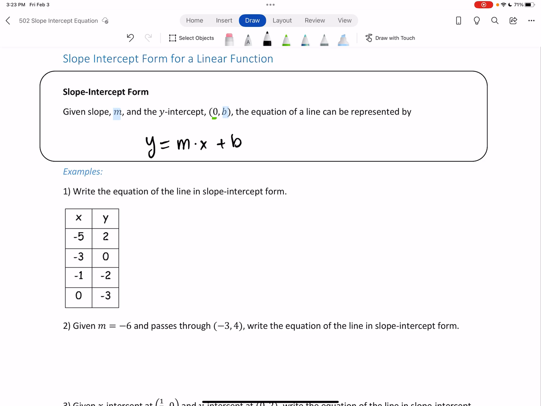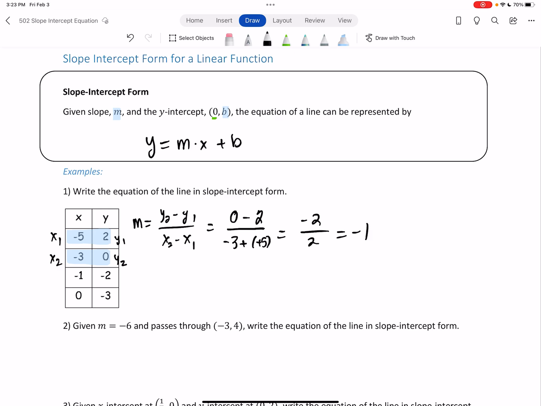To start, we need to find the slope. Remember, to find the slope, we do y2 minus y1 over x2 minus x1. So we pick any 2 points on this line, let's say that one and that one. This is x1, x2, y1, y2, and we plug in those numbers: 0 minus 2 over negative 3 minus negative 5. So negative 2 over positive 2, or negative 1.